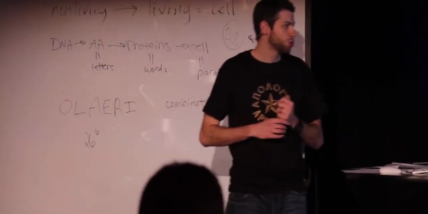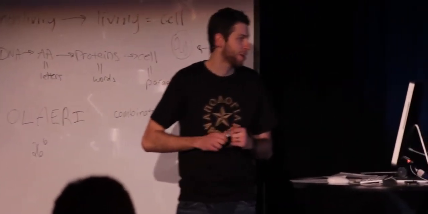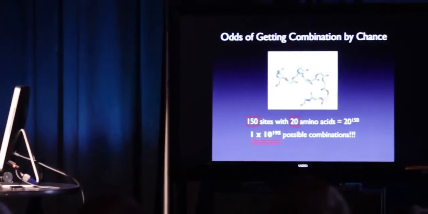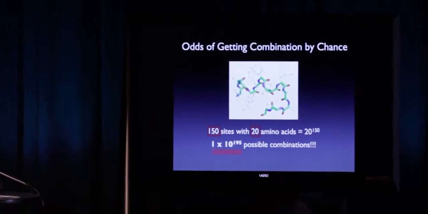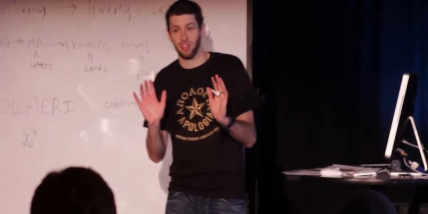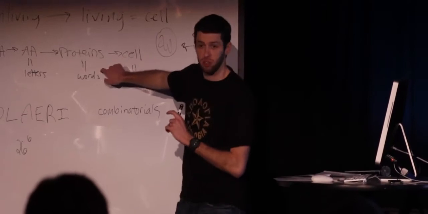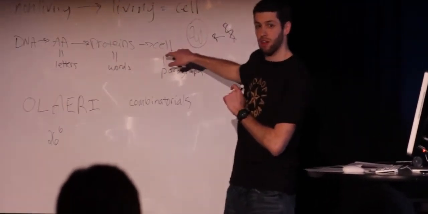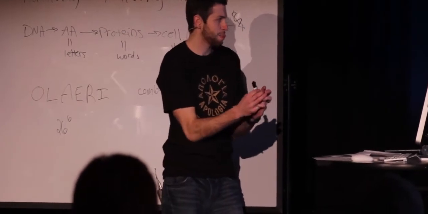150 sites, 20 amino acids long. That's 20 to the 150th power. That's equivalent to 1 times 10 to the 195th possible combinations. That's a lot of zeros. That's 195 zeros. Okay? Just to get one protein. That's just one protein. And remember, we're trying to get to a cell, so we need a bunch of proteins to make up one cell. All right? So this is just one protein we're talking about here.